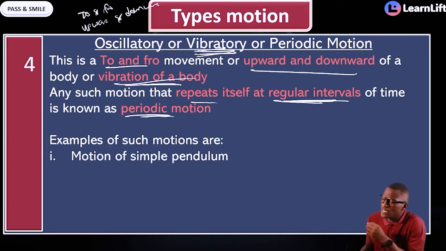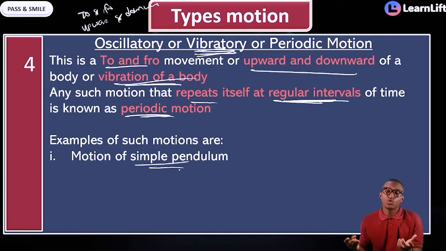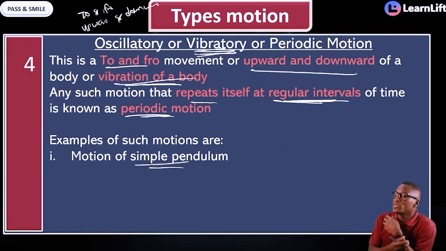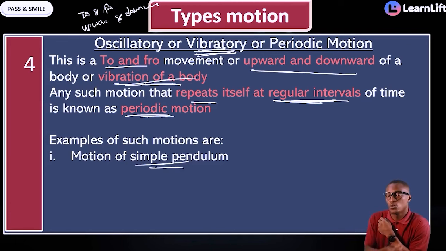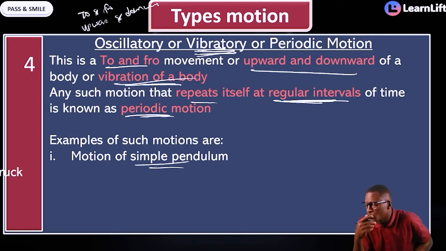Now, what are the examples? The first example here is the motion of a simple pendulum. I'll show you a simple pendulum. We're going to conduct the experiment where you move this pendulum, it starts to move to and fro. You can see it move to, fro, to, fro. Do you understand? So that motion is said to be your oscillatory or vibratory motion.